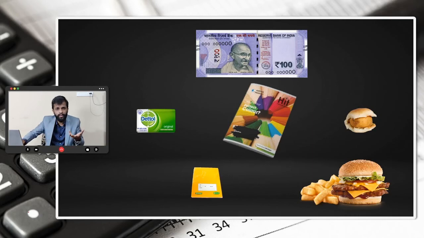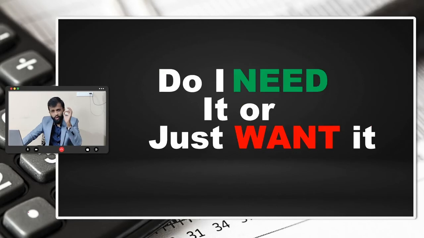And how do I do that? With a simple question. Do I need it or do I just want it? Okay, so ask this question to yourself. Maybe when you go in the market, or when you go in a mall to buy some clothes, or when you go on an online shopping site, they say sale, 70% off, and you are happy that it's a sale, and then you jump into that sale and check what is there, and then you see t-shirts or shoes.